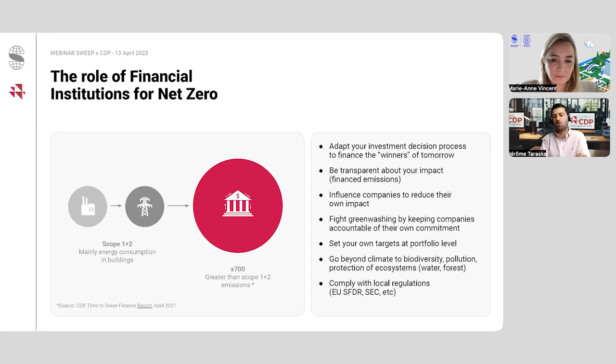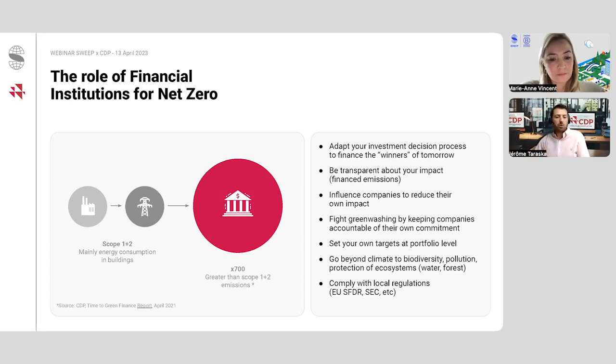Obviously, as a financial institution, you might have a big energy bill and carbon emissions associated, but that's a small impact in comparison to the emissions financed. So when we talk about this, of course there's a course of action that the NGO is encouraging financial institutions to take, that you are probably already aware of, like adapting your investment decision process and trying to finance companies that are better prepared to face the challenges of climate change, but also other issues related to biodiversity. So adapting your investment decision is one thing.